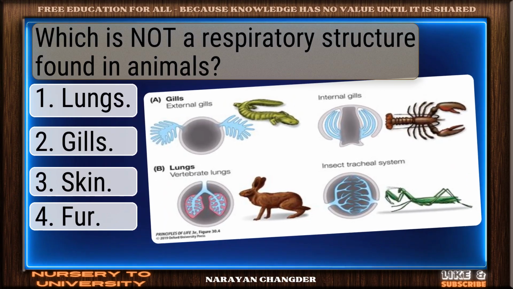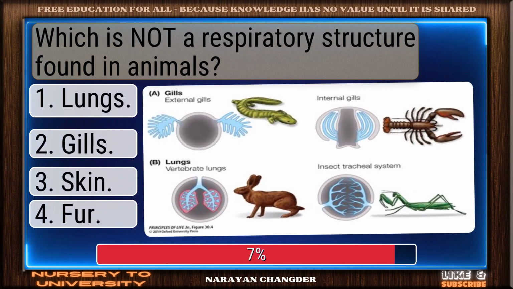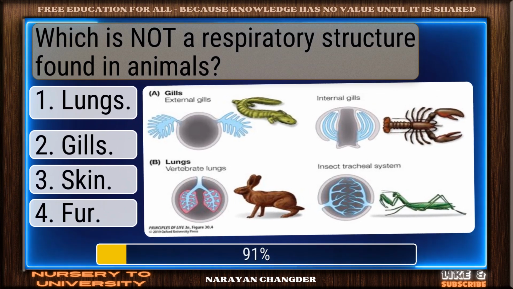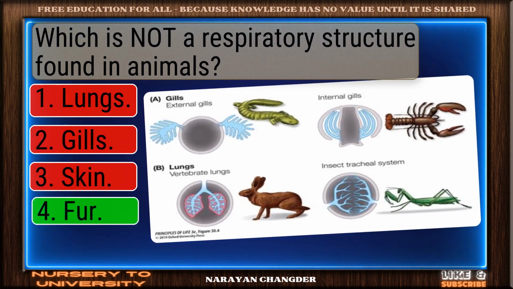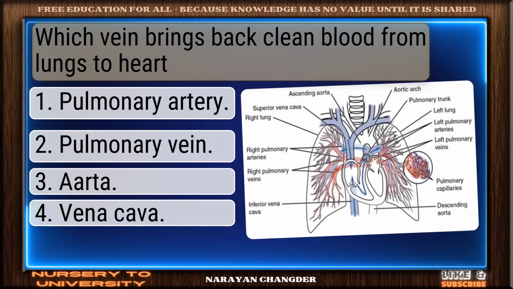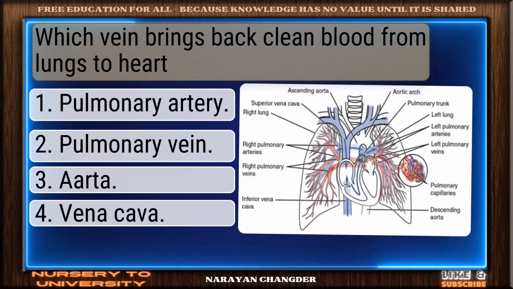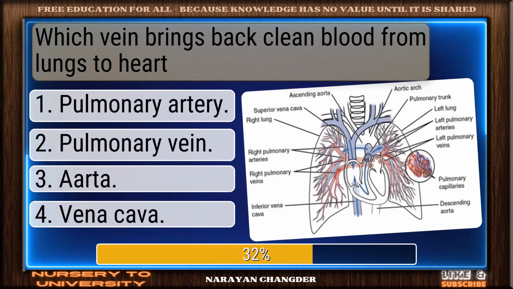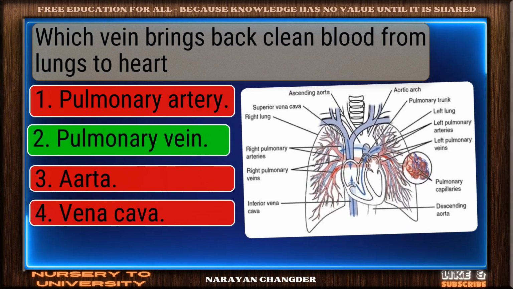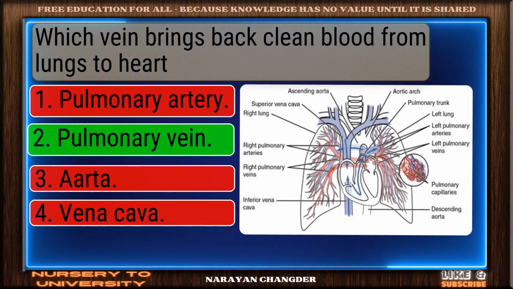Which is not a respiratory structure found in animals? Well reasoned. 4 is correct. Which vein brings back clean blood from lungs to heart? Right choice. Pulmonary vein is best.